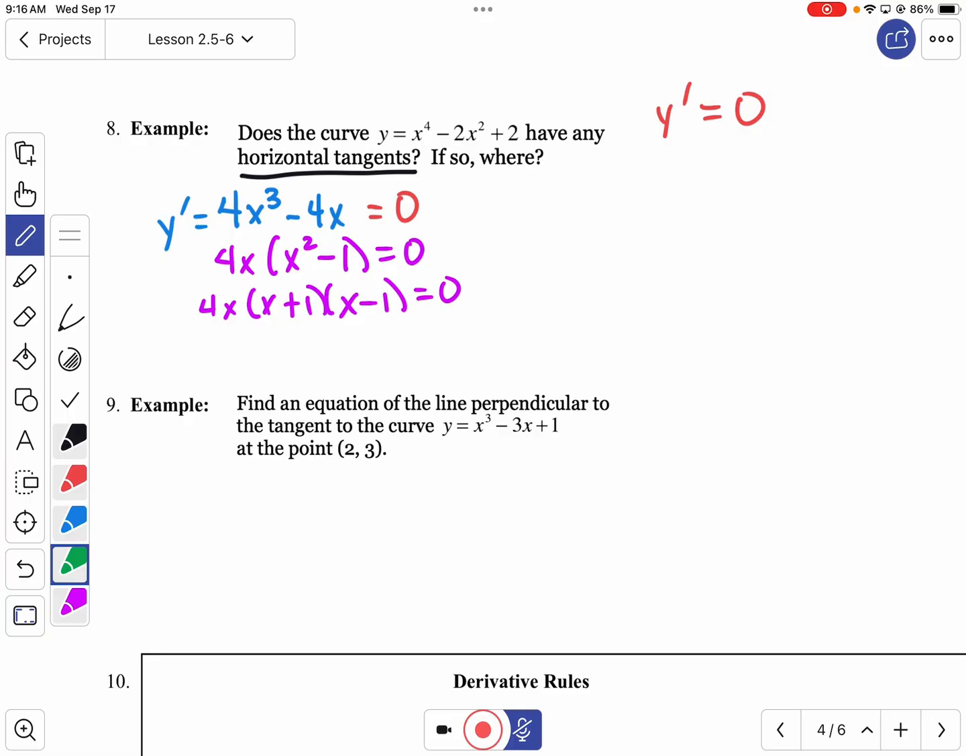Okay, so where are all the places, because apparently there's more than one, where we have a horizontal tangent? Yeah, 0, 1, and negative 1. And you could write that plus or minus 1 if you want to. Okay? So that's the math they're going to want to see.